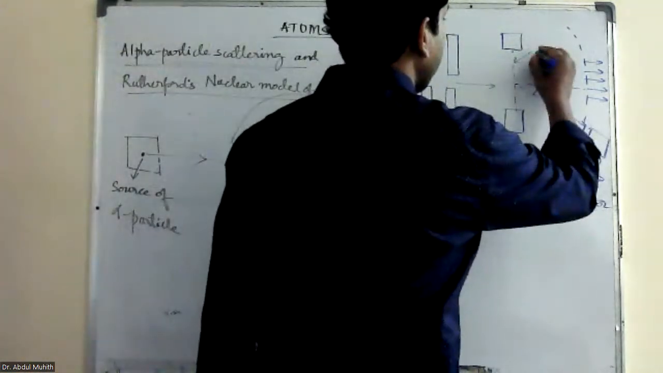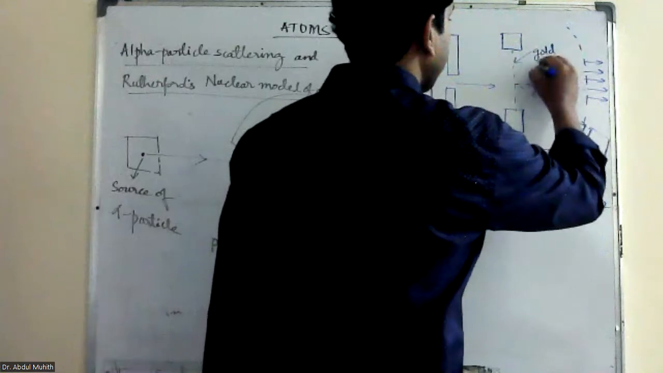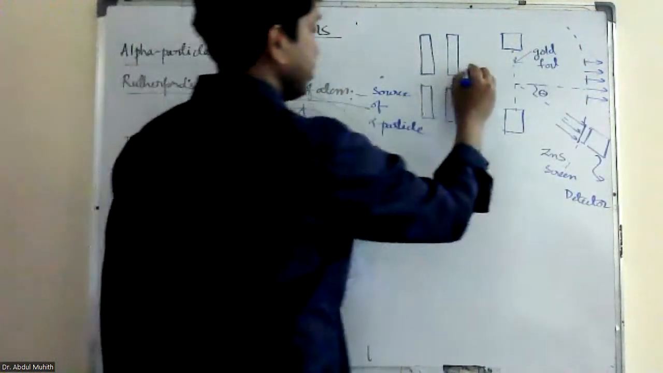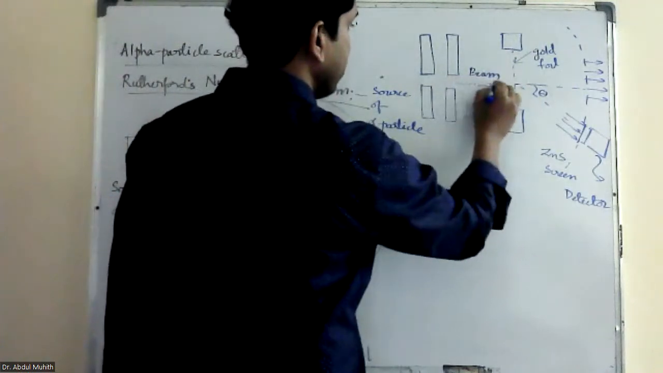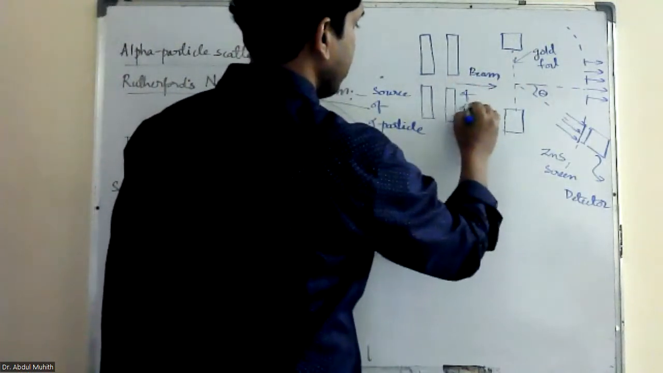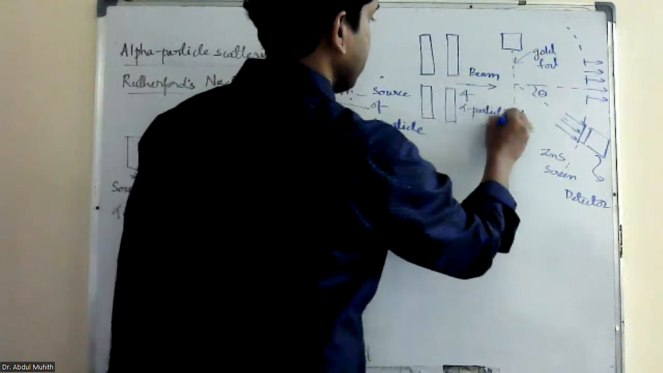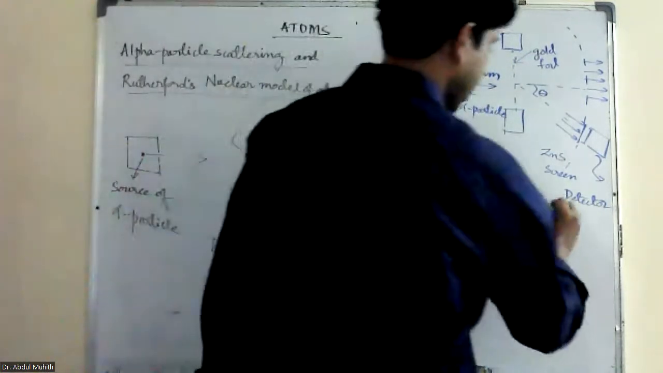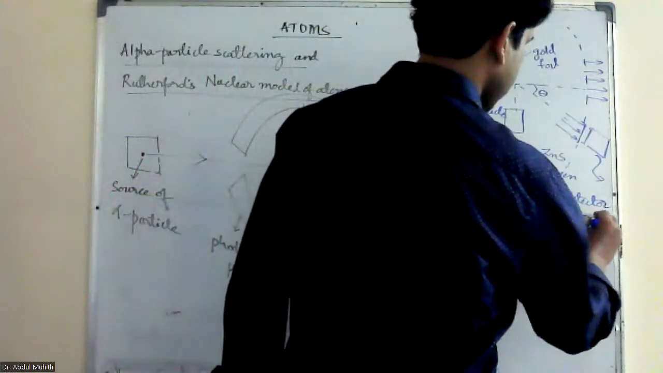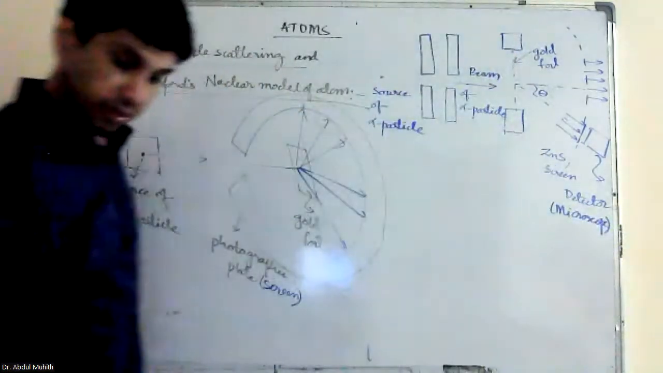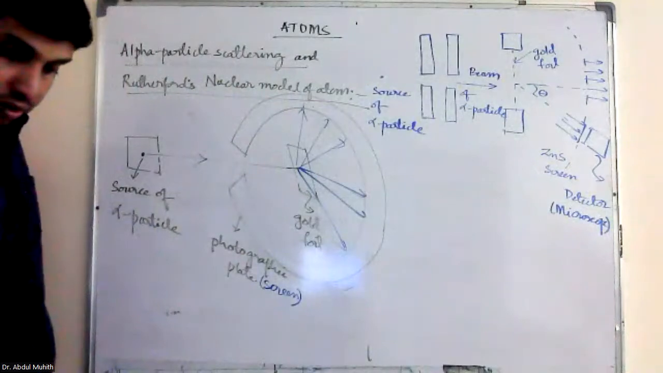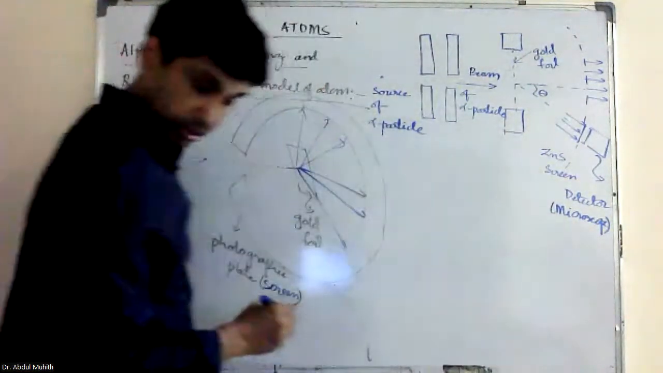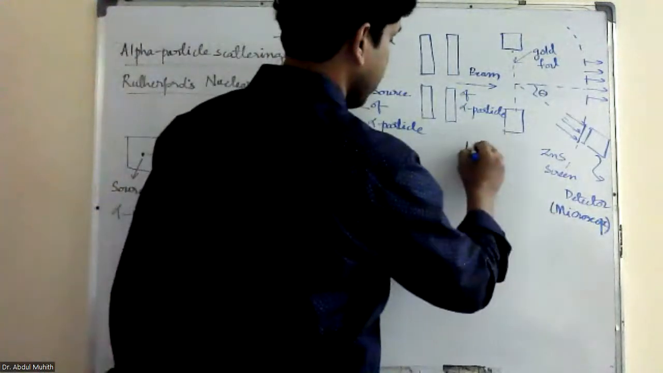This is a gold foil, and a beam of alpha particles. This is a detector or microscope, and we have large angle scattering of some of the particles.